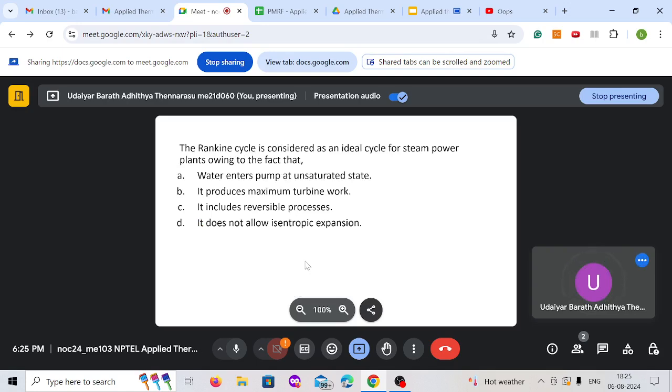So next is, the Rankine cycle is considered as an ideal cycle for steam power plant owing to the fact that water enters pump at unsaturated state, it produces maximum turbine work, it includes reversible processes, it does not allow isentropic expansion. So we are saying it is an ideal cycle because we are considering all four processes are reversible processes. So hence we are calling it an ideal Rankine cycle.